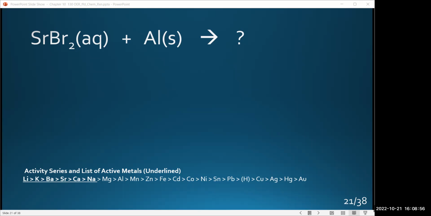All right, so here's a similar scenario. This time you are comparing aluminum with strontium. So the first step is to find them on the activity series. There's Sr and then aluminum. That tells us that Sr is more reactive than aluminum. And so the next question is, is Sr ionic?